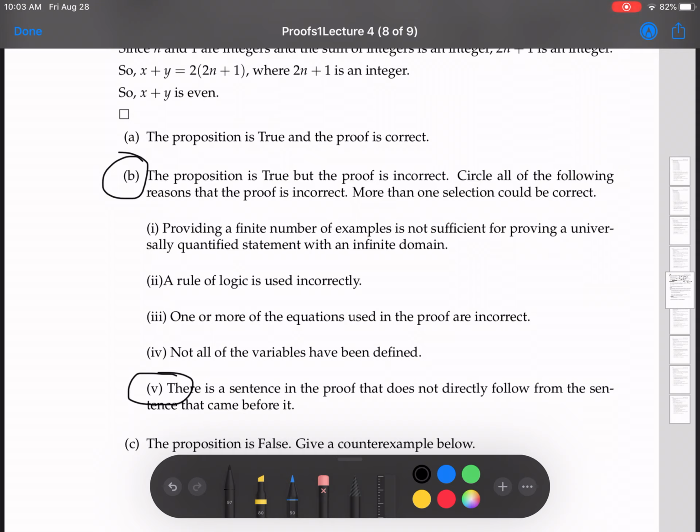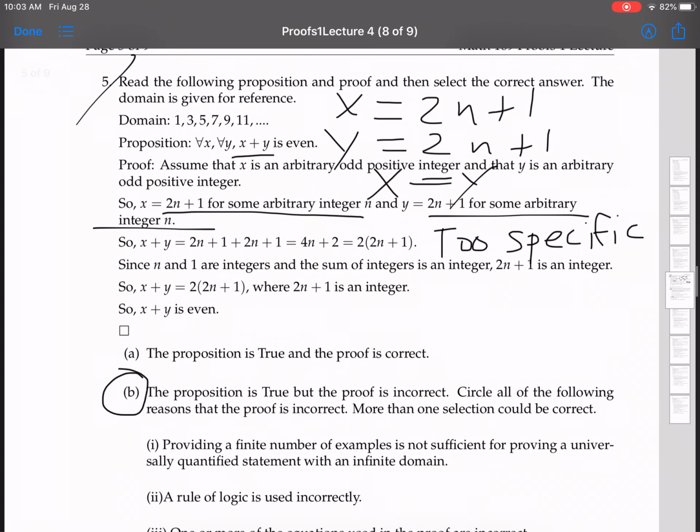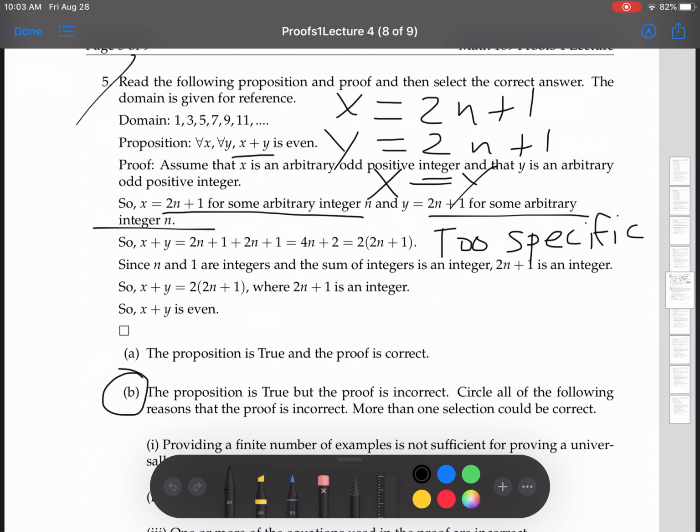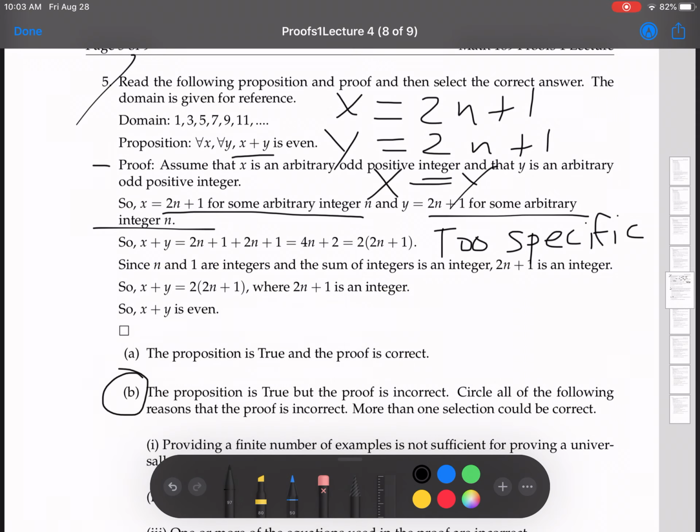To move from this first line to the second, logically, just because x is an odd positive integer and y is an odd positive integer, that doesn't mean they're the same odd positive integer. So that's flawed logic. The second line doesn't follow from the first.